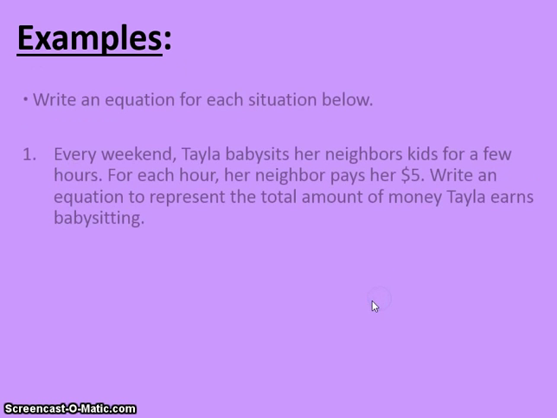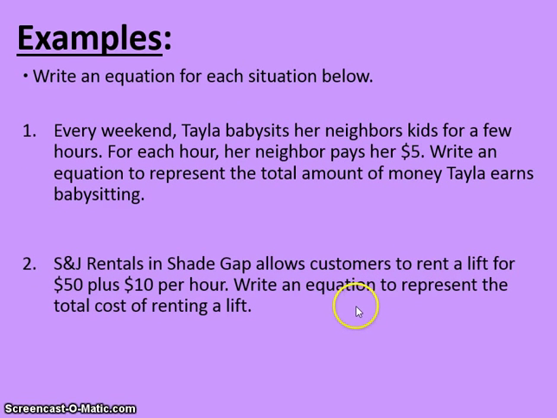Let's now look at a second situation. S&J Rentals in Shade Gap allows customers to rent a lift for $50 plus $10 per hour. Write an equation to represent the total cost of renting a lift. Once again, there are the same two unknowns. I don't know the total cost, which I'm going to use T for, and I don't know the number of hours, so I'm going to use H for that.